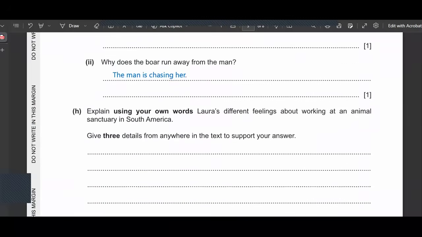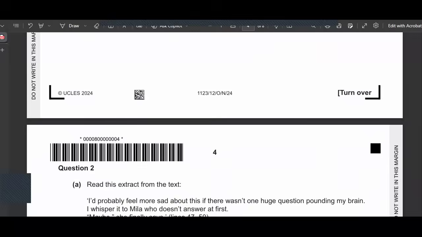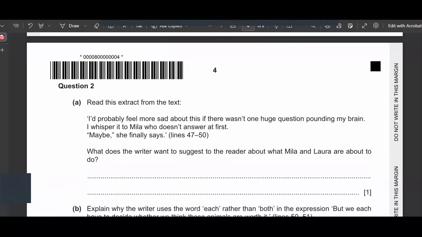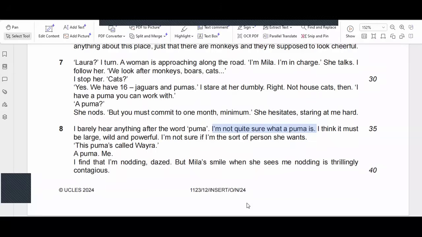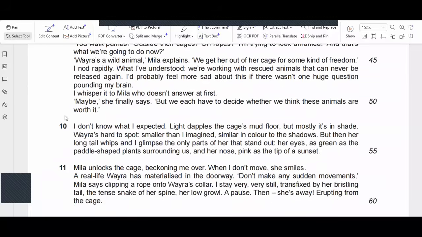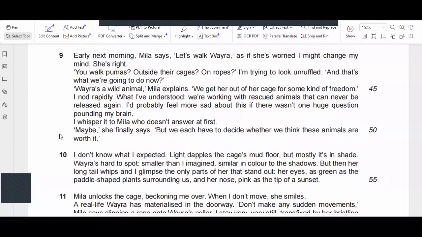Okay. Moving forward to our question number 2, line number 47 to 50. So far, we have read till line number 40. Now, let's move on to paragraph number 9, 10, and onwards.